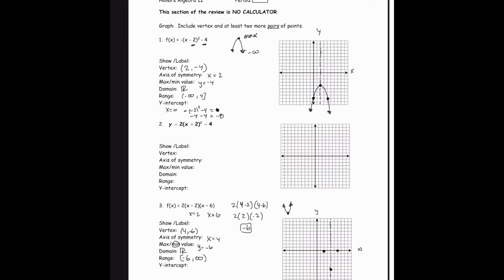The y-intercept is when x is equal to 0. So 2 times (0 minus 2)(0 minus 6). So 2 times negative 2 times negative 6. 2 times 2 is 4. 4 times 6 is 24. So the y-intercept is: x is 0, y is 24.